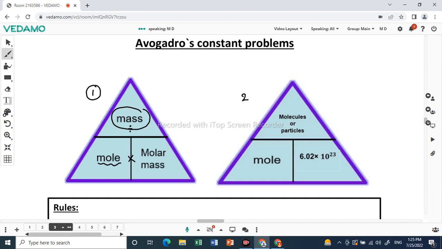Continuing with the second triangle rule, which is a very important triangle for Avogadro's constant problems and calculations, if you want to calculate the molecules number or the particles number, you will be applying on mole and you need to multiply it by Avogadro's constant, which equals 6.02 times 10 to the power of 23. But if you want to calculate the mole number, and inside the question the molecules or the particles are given, of course you need to divide the molecules number or the particles number by Avogadro's constant.